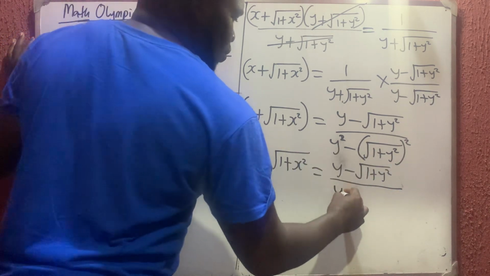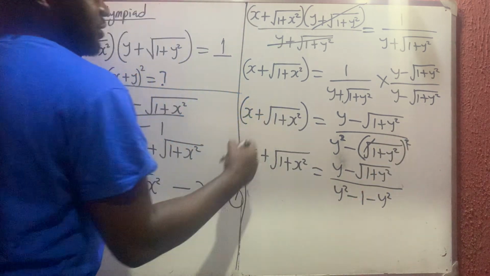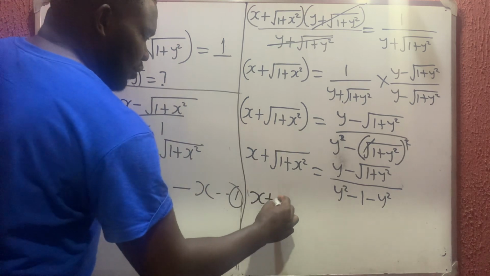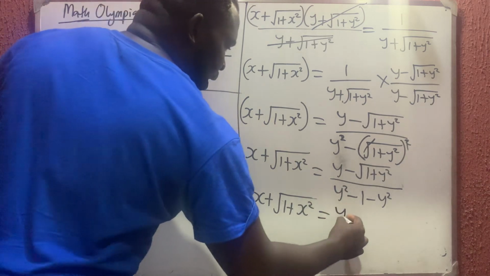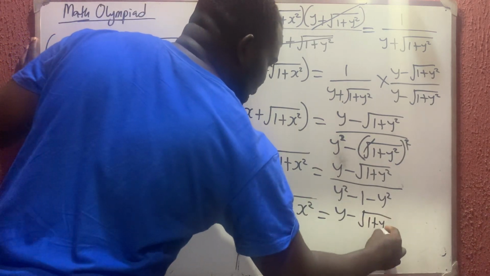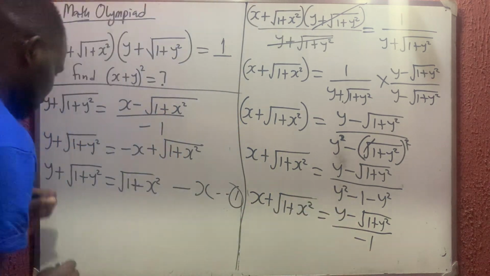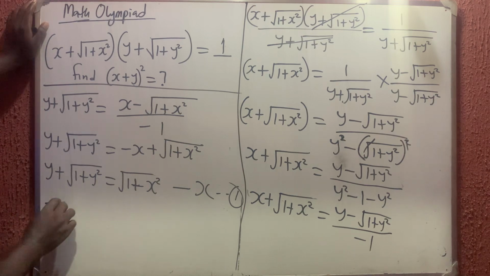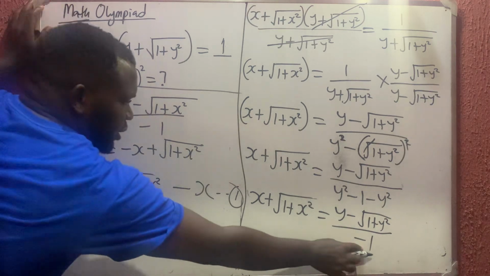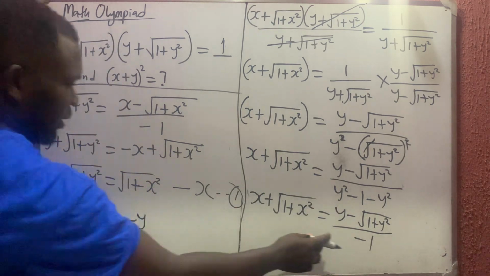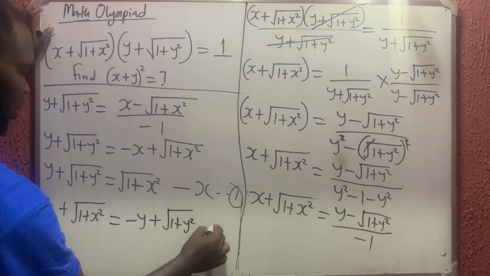Now what I'm going to have here is y squared minus this, taking care of this, minus 1 minus y squared. So this and this is gone again. I'm left with x plus the square root of 1 plus x squared is now equal to y minus the square root of 1 plus y squared all over minus 1. Okay, so if I divide this again, I'm going to have x plus the square root of 1 plus x squared is equal to, now this into this will give us minus y, this into this will give us plus the square root of 1 plus y squared. So let me call this equation 2.